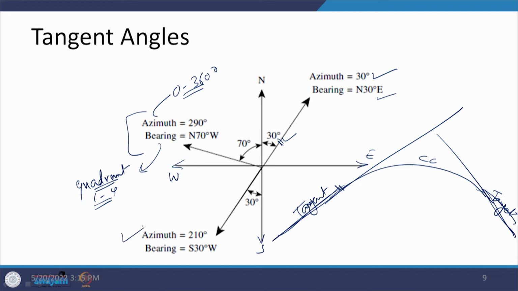Similarly, if you are talking about this one, this is 30 degrees out of 180, so 210 degrees, but it is in this particular quadrant. So, it is south west, so it is south 30 degrees west. So, this is how we are going to define these tangents. When we define these tangents, our objective is to get the deflection angle, defined by delta, which is going to be the difference of these values. Okay. So, that is how we are going to look at it.